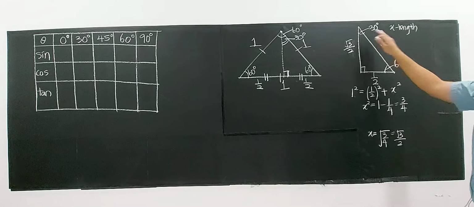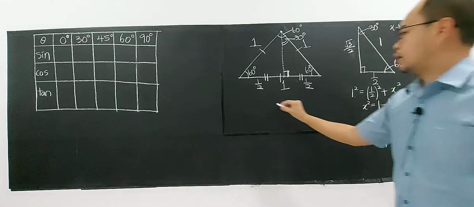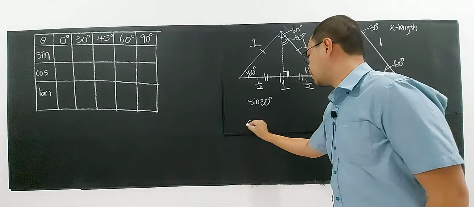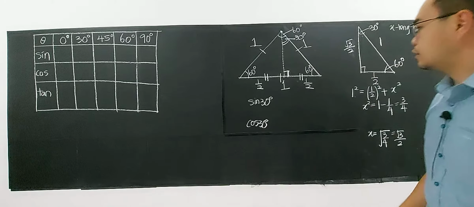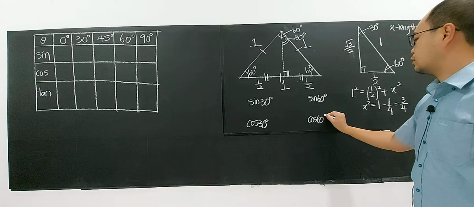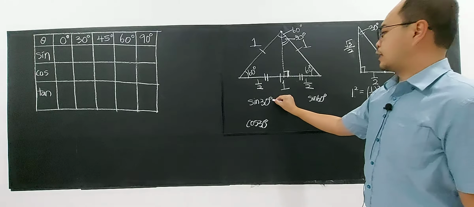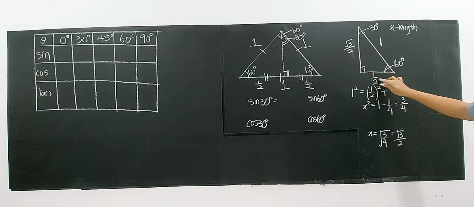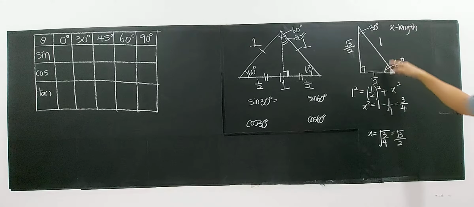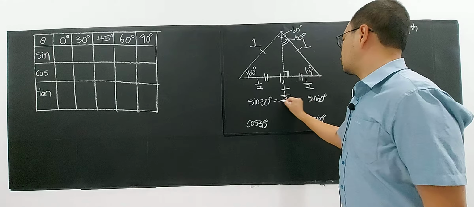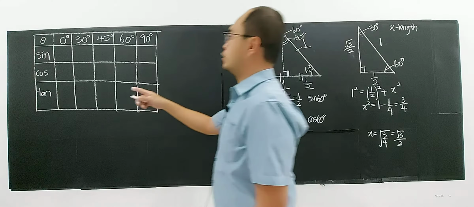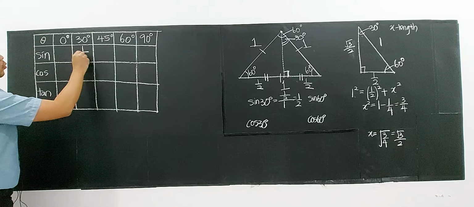Now that you have all these values, you can easily generate the values of sine 30, cos 30, sine 60 and cos 60 by looking at the triangle. Sine is opposite over hypotenuse. So sine 30 is the opposite side, 1 over 2, divided by the hypotenuse, 1. That gives 1 over 2, so sine 30 is 1 over 2.